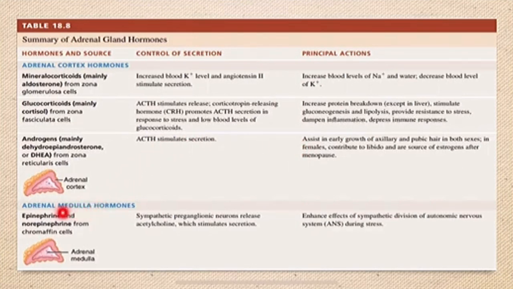Here you have the adrenal medulla hormones, such as your epinephrine and your norepinephrine. These are important to enhance the effects of the sympathetic nervous system responses during stress, such as increased cardiac activities. There will be bronchodilation, there will be decreased GI activity, decreased urine output, and many more.